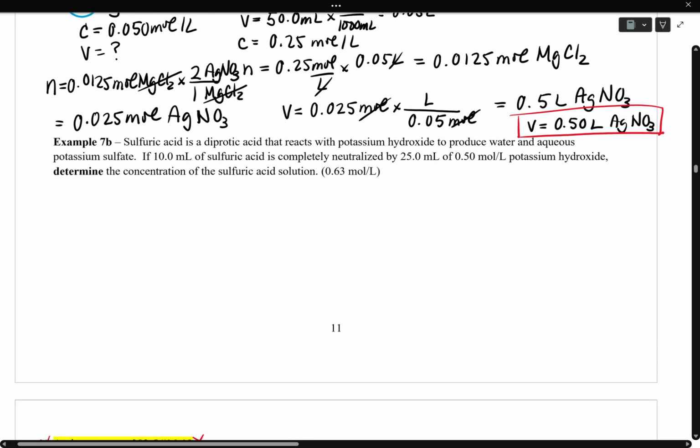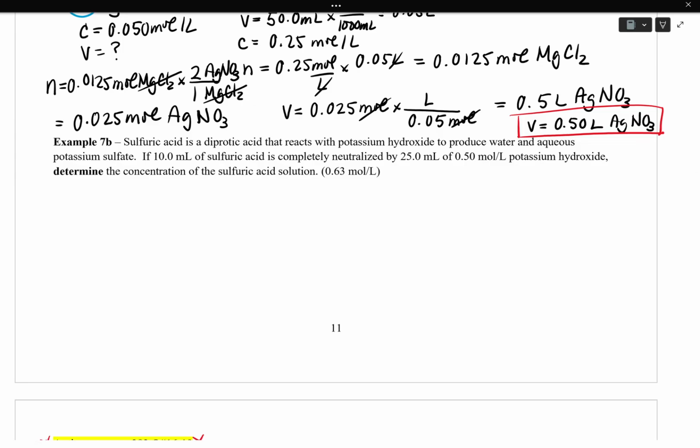Sulfuric acid is a diprotic acid that reacts with potassium hydroxide to produce water and aqueous potassium sulfate. If 10 mL of sulfuric acid is completely neutralized by 25 mL of 0.5 moles per liter of potassium hydroxide, determine the concentration of the sulfuric acid. So let's start with our reaction first. So we have sulfuric acid reacting with potassium hydroxide. We are going to produce water and aqueous potassium sulfate.